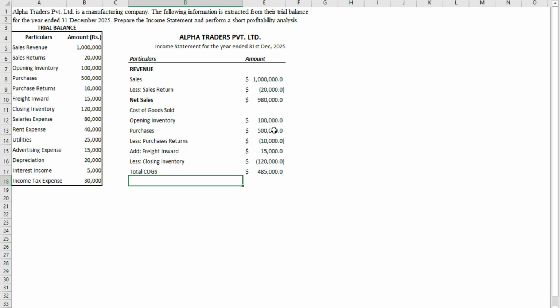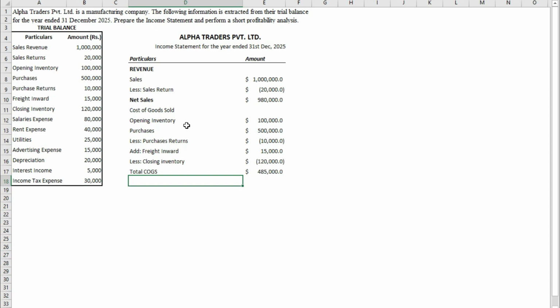So now we will quickly move on to the next. After all the addition and subtraction of these, think of this as a way we add all costs directly linked to bringing goods to a saleable condition, okay, and subtract what remains unsold. Now what will be the next?